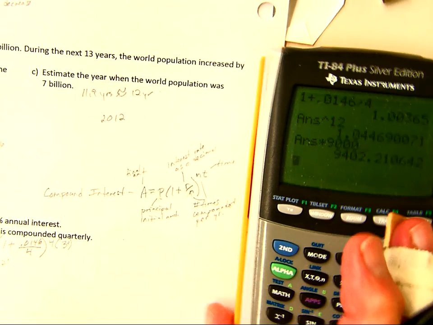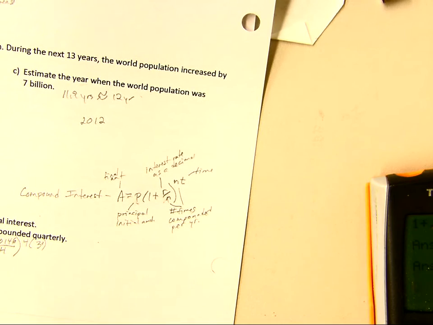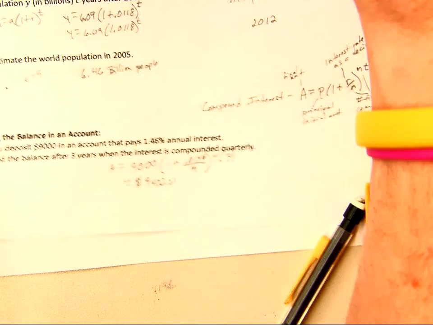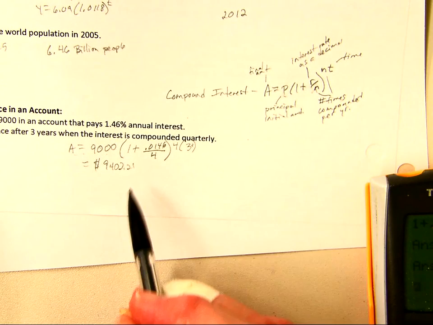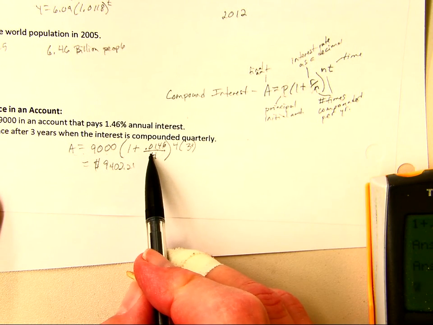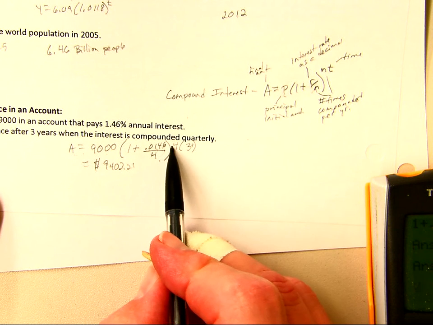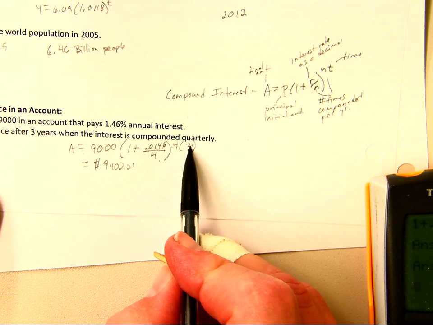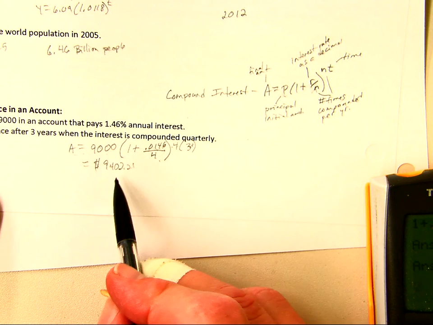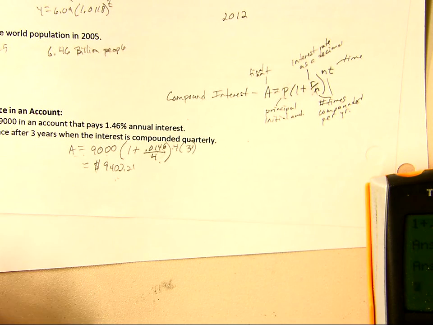So that means at the end of 3 years, I started with 9,000. Now I have, after 3 years, $9,402.21. All right, everybody see that okay? So I did this first on my calculator, 1 plus all of that, and hit enter. Then I hit my exponent key, and then I hit 12, because 4 times 3 is 12, and I hit enter. And I took that whole answer times 9,000. That's where I got the 9402.21. And that should do it for 6.1.